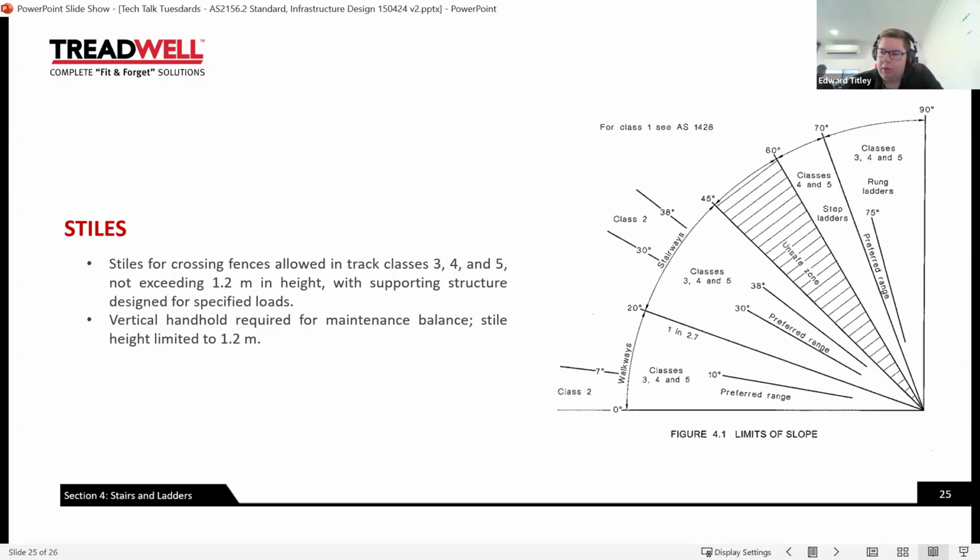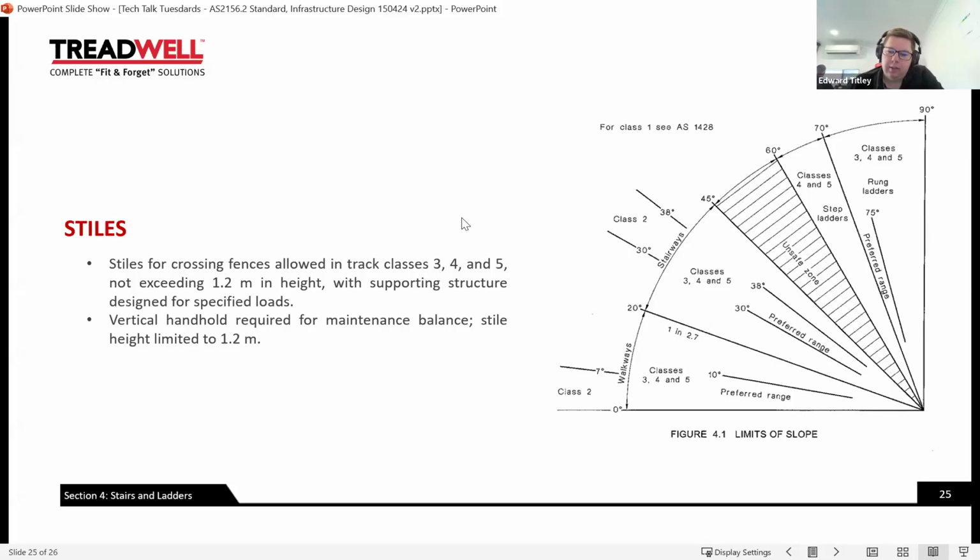So it's not ideal or not safe to have access means between those slopes. And then between 20 and 45 degrees stairways, class 3, 4, and 5. But class 2 stairway has to be between 30 and 38 degrees. However, that is the preferred range for all classes.